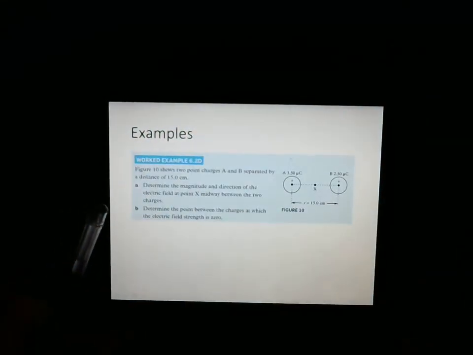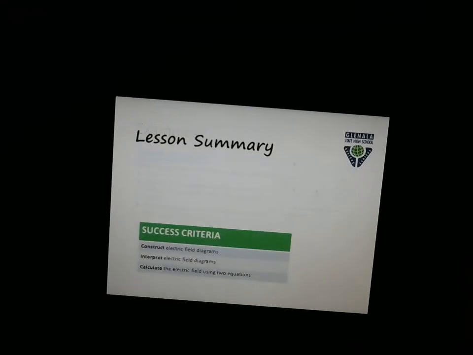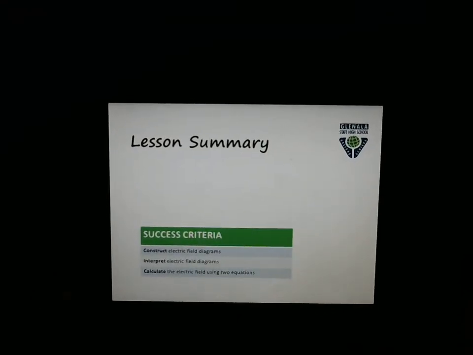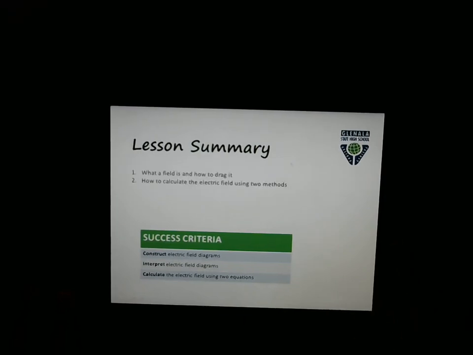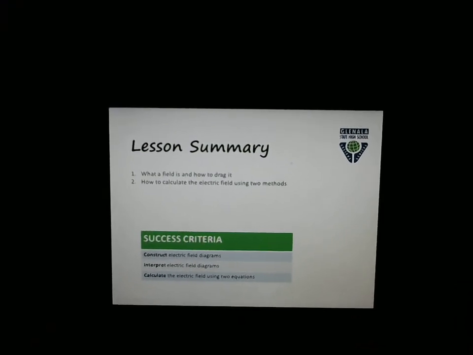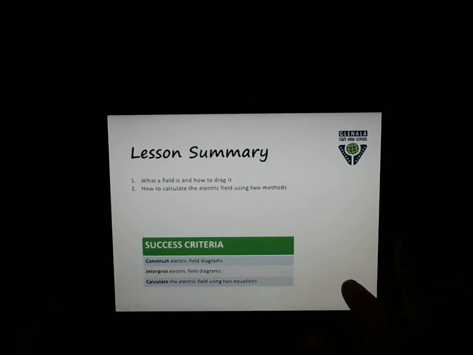Alright, so that brings us to the end of this lesson. In this video we have learnt firstly what a field is and how to draw it. I've typoed that there and said how to drag it, though, how to draw it, and how to calculate the electric field with a couple of different methods. So you should be able to do those things down there at the bottom, please.